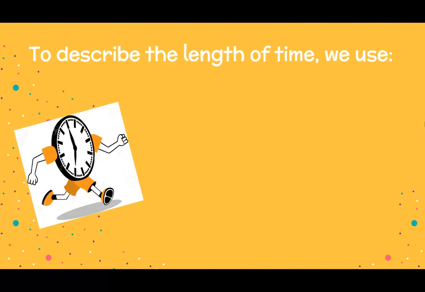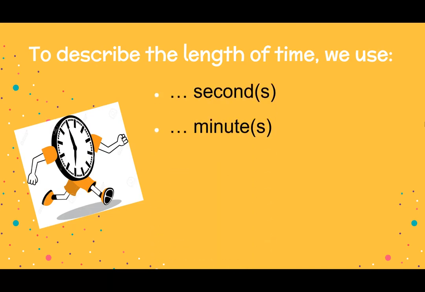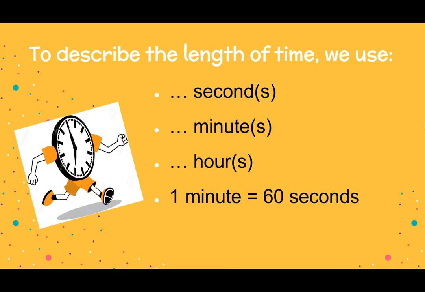To describe the length of time, we use seconds, minutes, hours. And in case you've forgotten, 1 minute equals to 60 seconds. And 1 hour equals to 60 minutes.